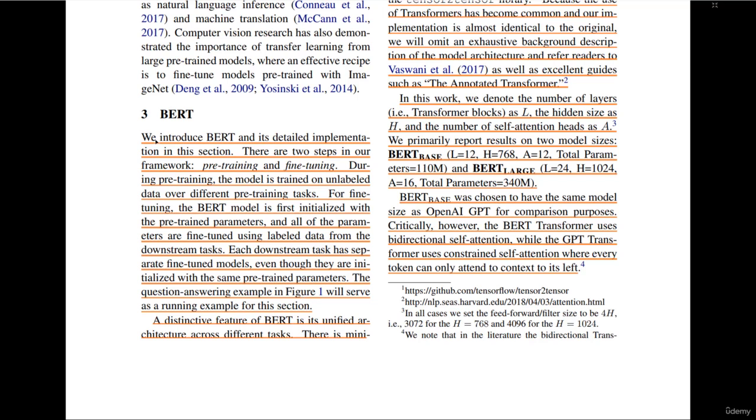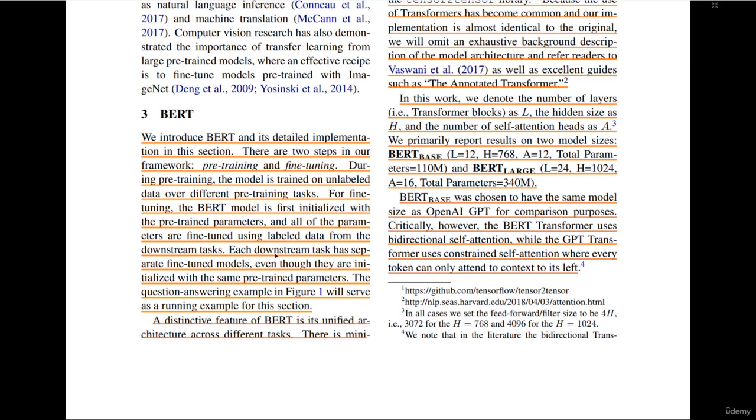In this section, the authors introduce BERT and its detailed implementation. There are two steps in this framework, pre-training and fine-tuning. During pre-training, the model is trained on unlabeled data over different pre-training tasks. And then for fine-tuning, the BERT model is first initialized with the pre-trained parameters, and then all of the parameters are fine-tuned using labeled data from the downstream tasks.